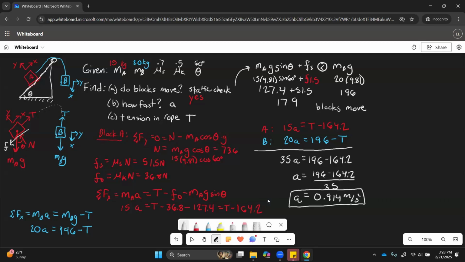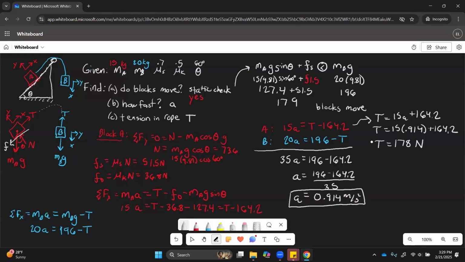So now for T, we can solve either one of these equations for T. So we'll just go ahead and do this top one here. And we'll say that T equals 15A plus 164.2. We just move that 164.2 to the other side. So now T equals 15 times 0.914 plus 164.2. And finally, T equals 178 newtons.